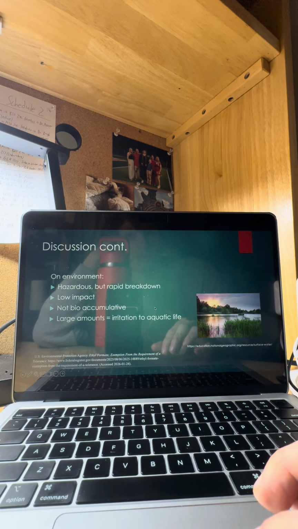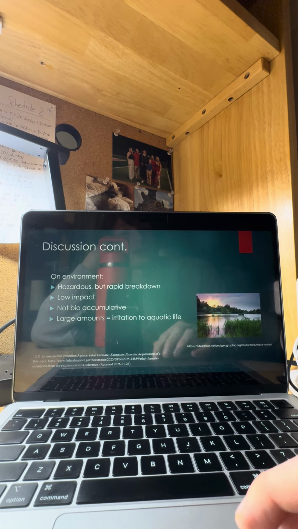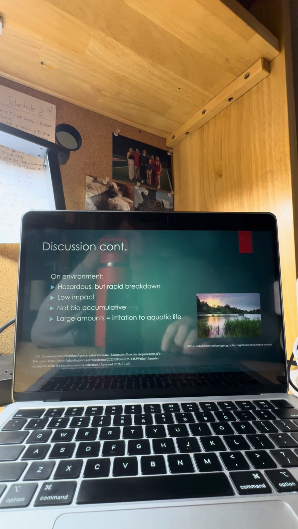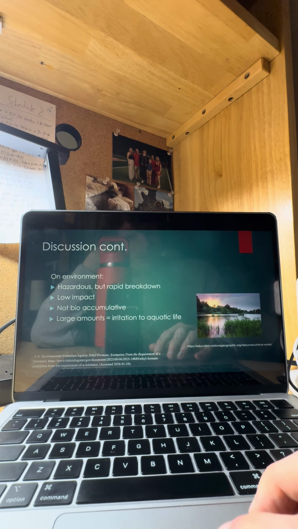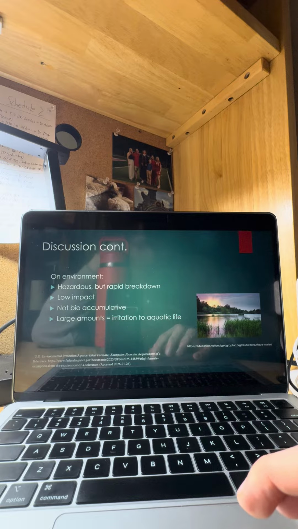So on the environment, it's pretty hazardous, but there's a rapid breakdown. And so this means that it has a low impact because it breaks down very quickly in surface waters. It's not bioaccumulative, which means it will not accumulate within organisms such as fish or others if inhaled or ingested. And so large amounts can cause irritation to aquatic life, but if there are smaller amounts, it won't have a very big impact because it has such a rapid breakdown.